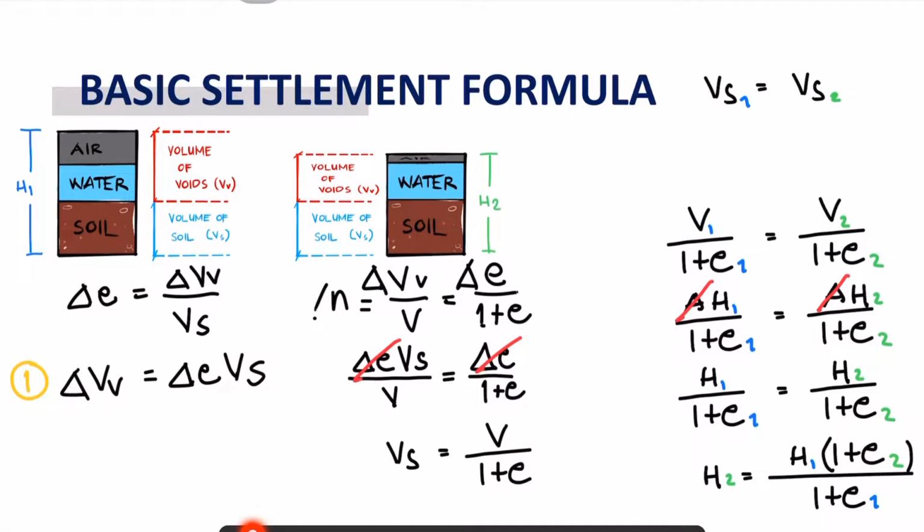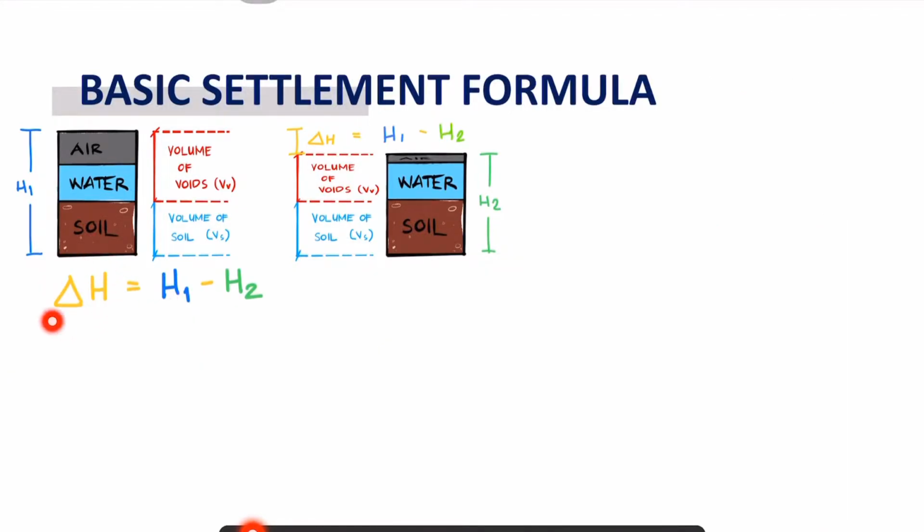So, ngayon, yung H2 natin nakaka-express in terms of H1. So, kung mapapansin natin, pwede pala nating isolve yung ating basic settlement formula na delta H. Okay, so H1 lang pala siya minus H2. So, makukuha na natin yung ating settlement formula, which is this, diba? Yung settlement formula natin, H1 minus H2.